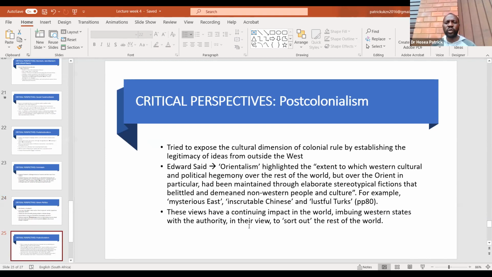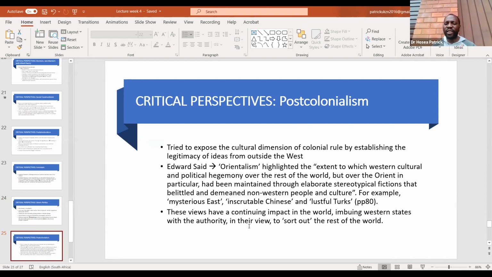And then when we talk about post-colonialism, this is another perspective within the international system. It tried to expose the cultural dimension of colonial rule by establishing the legacy of the ideas that come from outside the West. Because like I said, everything is all about power and power relations.